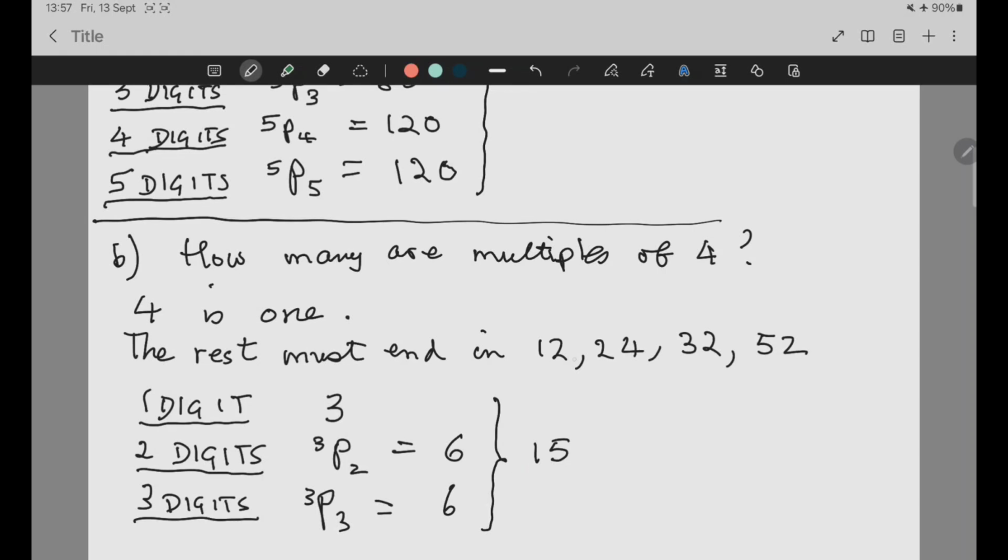But these are associated with, each one is associated with a number ending in 12, 24, 32, and 52. So we multiply 15 by 4. The 4 is coming from there, there, there, and there. And that comes to 60. All right.